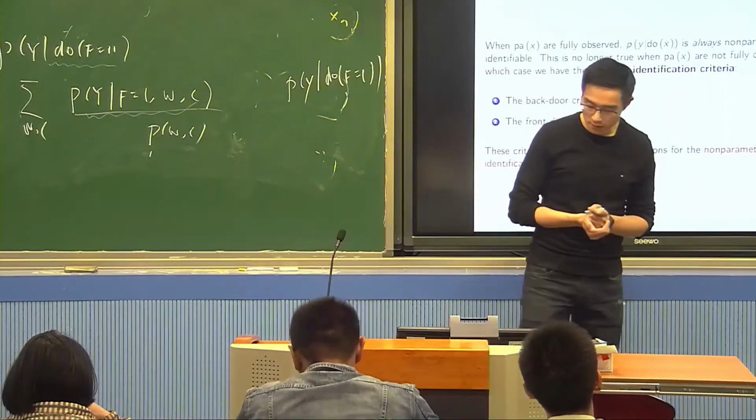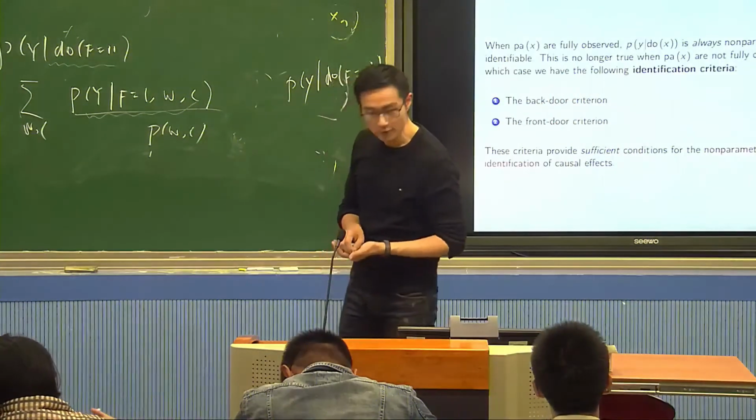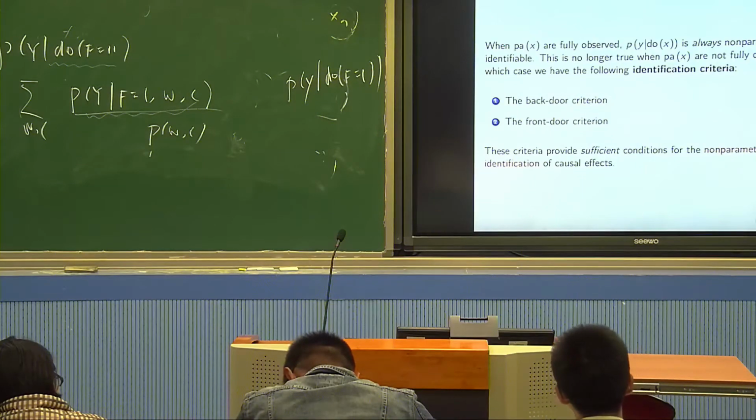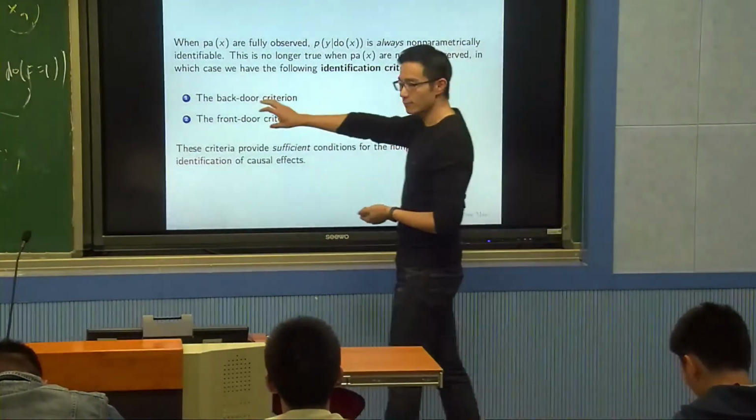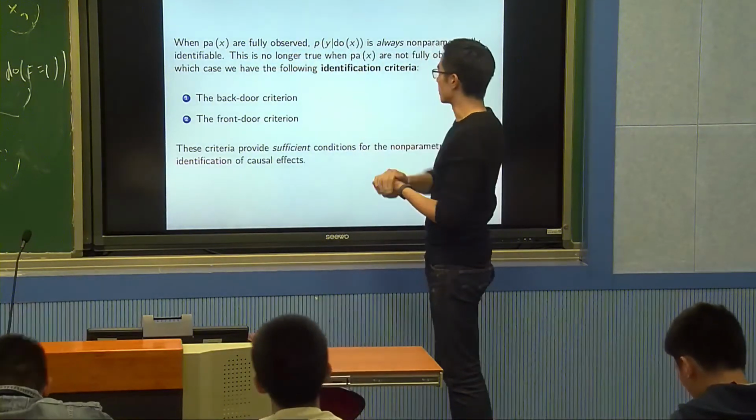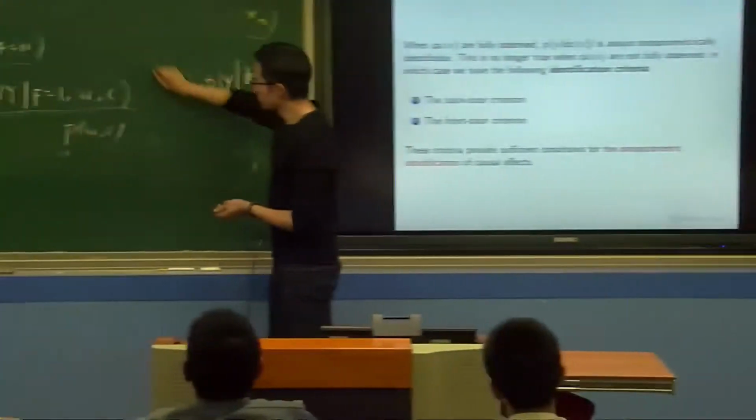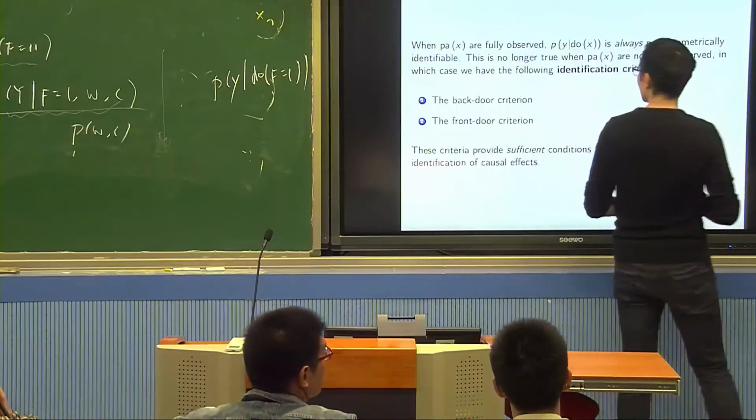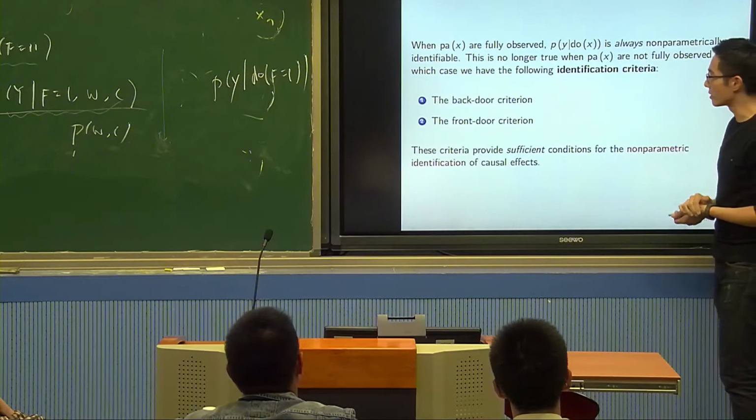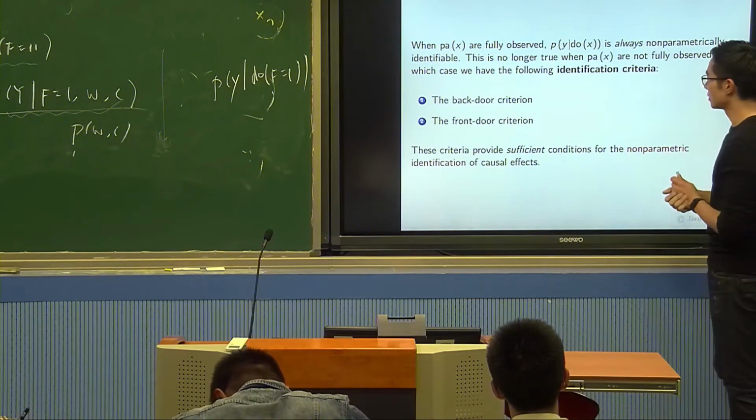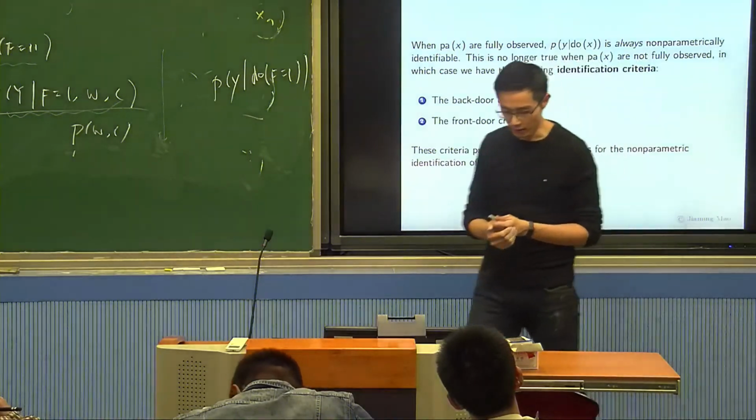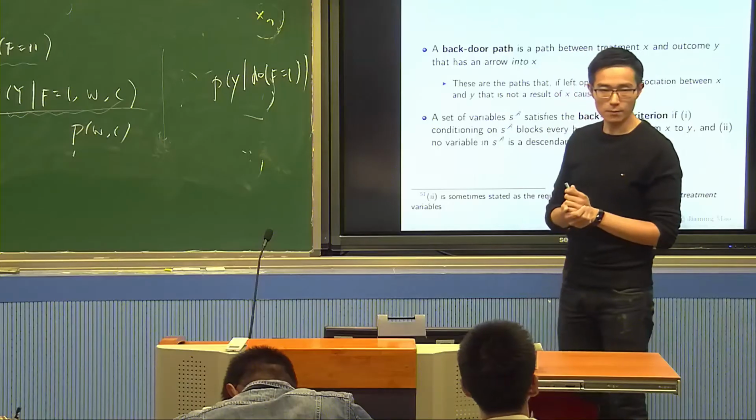So for that question, I'm going to introduce two more results from causal graph theory. The results are called the backdoor criterion and the frontdoor criterion. That sounds a little bit ridiculous, the name, but I will tell you what that means. When the parents of X are fully observed, we can use this methodology to get the causal effect out. We say that when the parents of X are fully observed, this causal effect is always non-parametrically identified. However, if they are not fully observed, then we can use the following criteria to see whether the causal effect is identified. The first criterion is called the backdoor criterion.